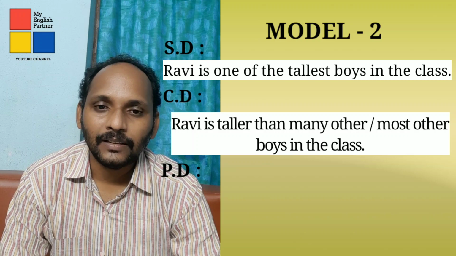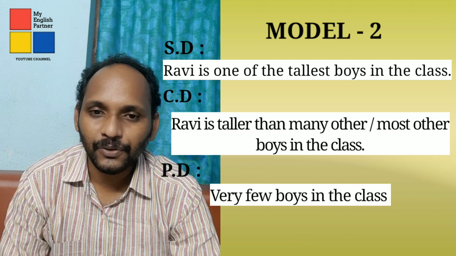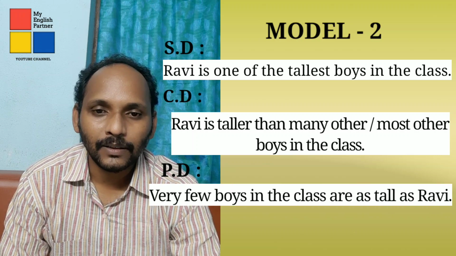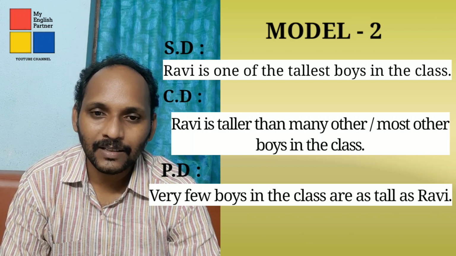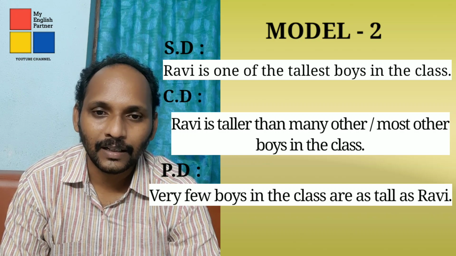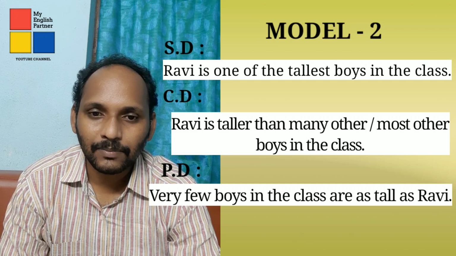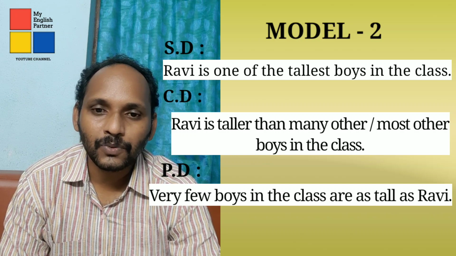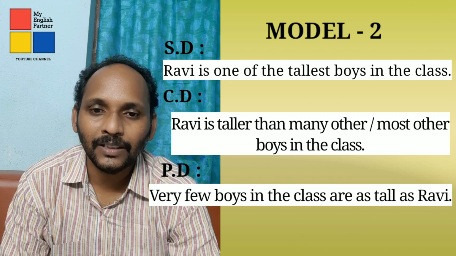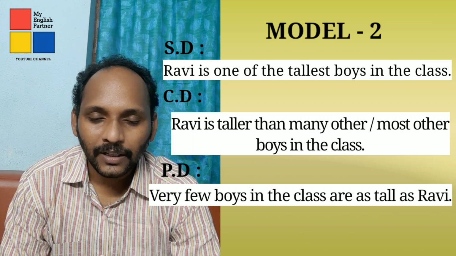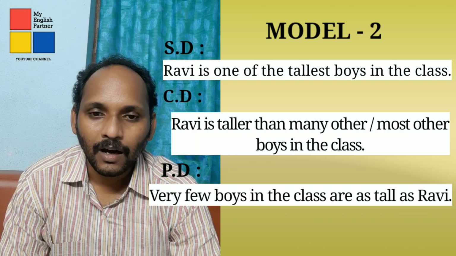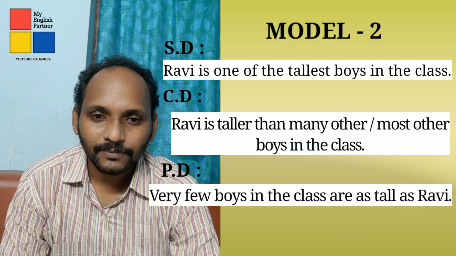The positive degree begins with "very few" or "few," then follows the last part of the sentence, "boys in the class": "very few boys in the class." Actually, the subject is in plural form, so we have to use the plural verb form. "Is" is the verb, so the plural form is "are." Very few boys in the class are.